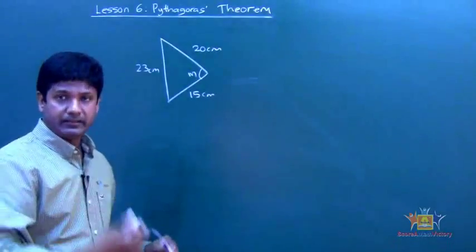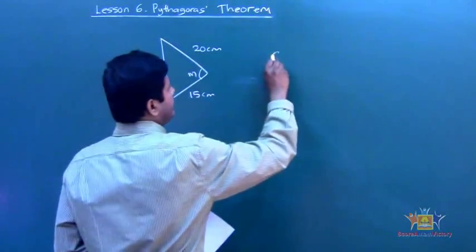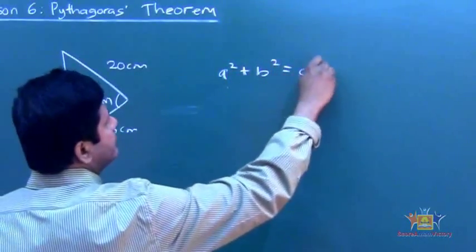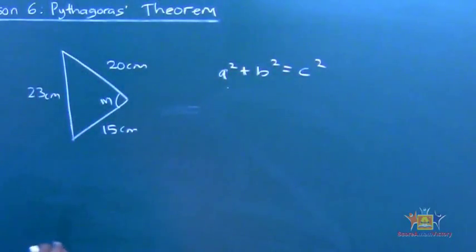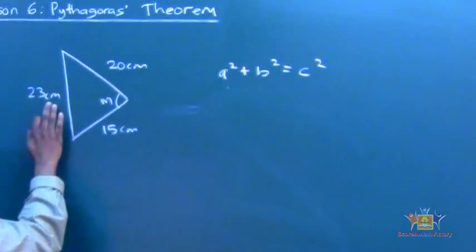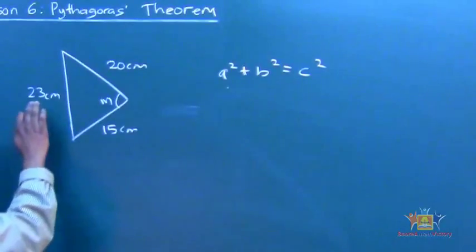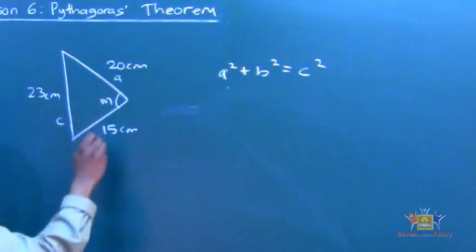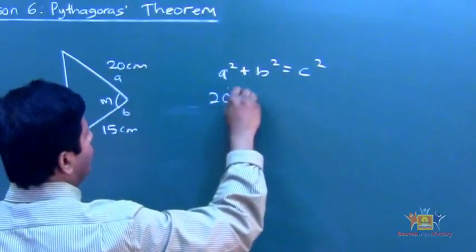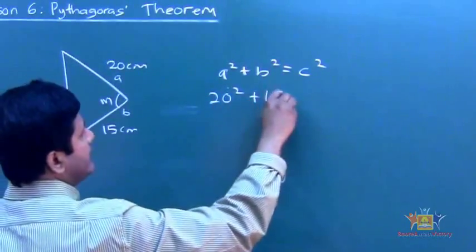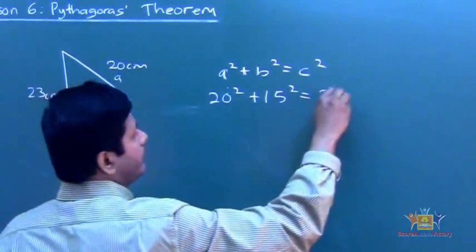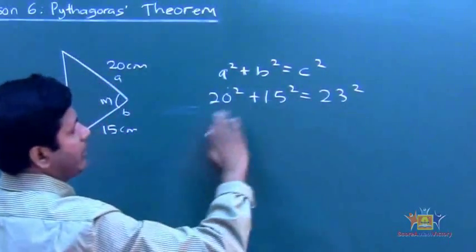That means we're going to use the Pythagoras theorem, which is a squared plus b squared equals c squared. So let's substitute. First let's identify which one is C. See that the longest of the three would be this one right there, that would be C. So we're just going to say that's A and this is B. So A is 20 squared, B is 15 squared, and C is 23 squared. Okay, so we're going to see if they equal out.